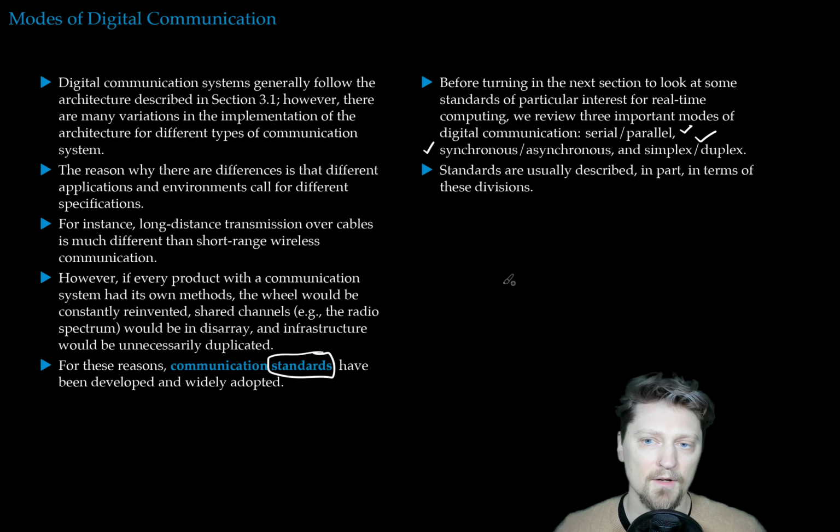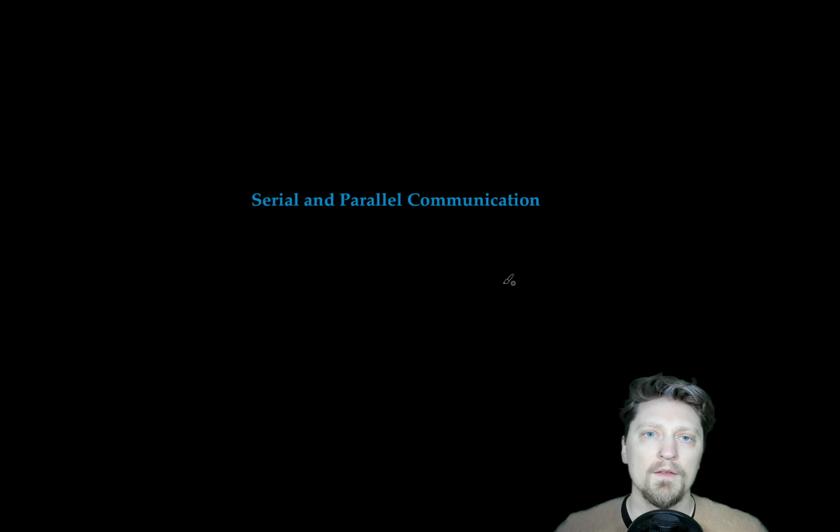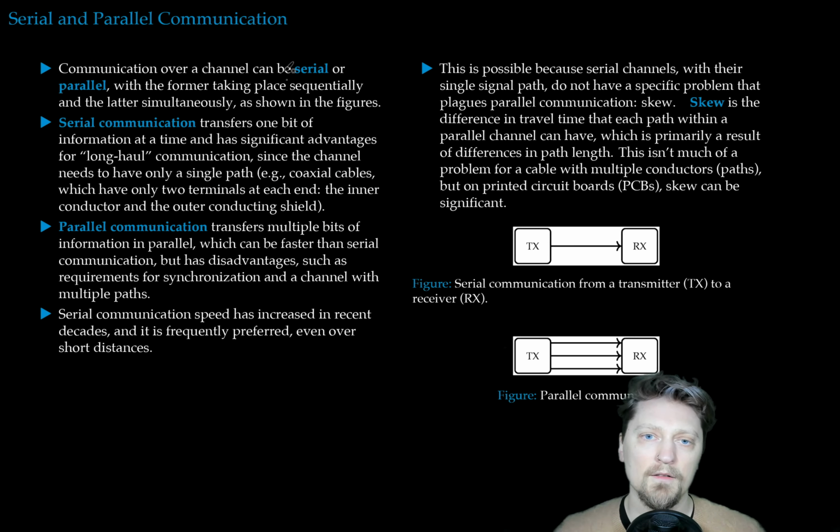Standards are usually described in part in terms of these 3 divisions. Serial and parallel communication. Communication over a channel can be serial or parallel, in the former taking place sequentially and the latter simultaneously, as shown in the figures. So in serial communication, we have a series of transmissions and receptions, and in parallel communication, we have simultaneous transmissions and receptions.